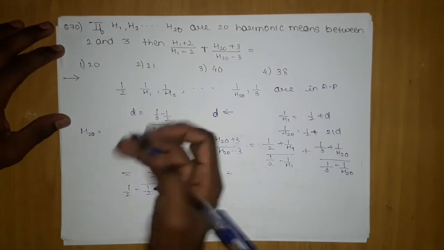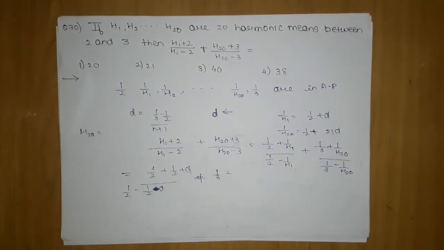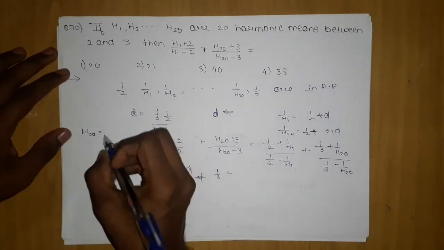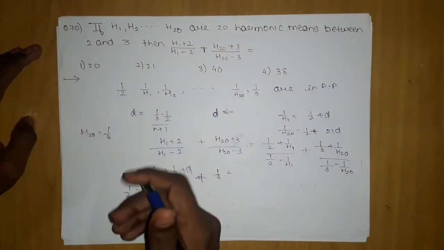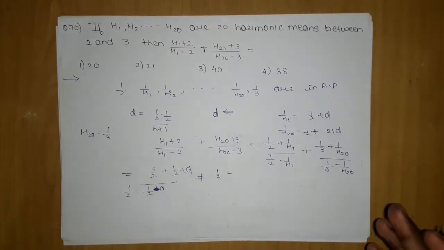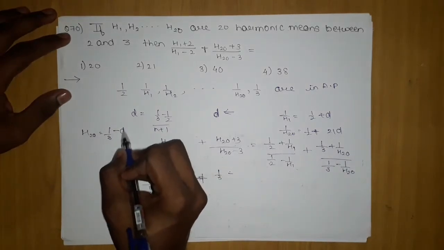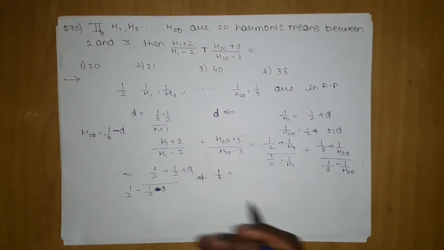If we proceed forward, we add 1D. Can we start from the back and subtract 1D and then get H20? Is it possible? Although teachers don't tell us, they think that students will already understand that if we can proceed forward, we can proceed similarly backward also. So teachers don't discuss this in class. So 1 upon 3 minus D, here minus D will happen.